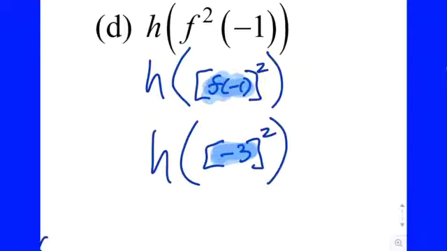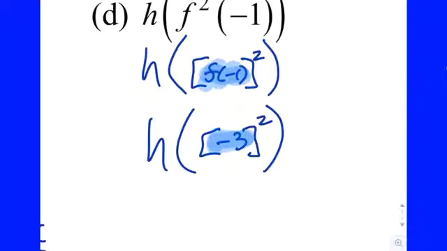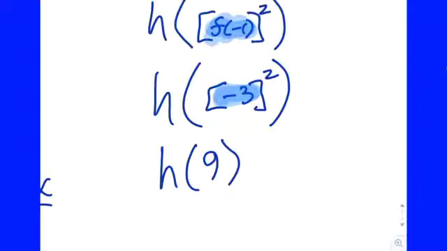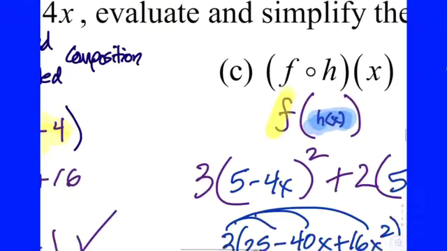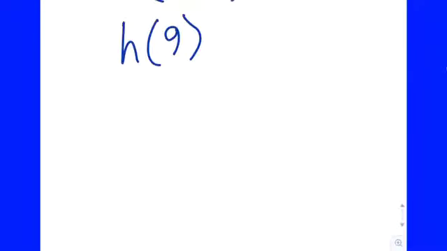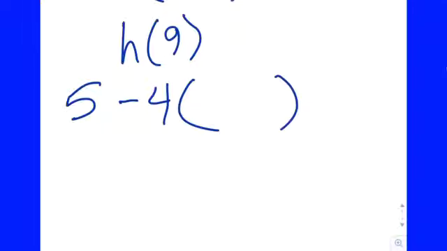Bench work, right? Now we do negative 3 squared. Brackets here act just like parentheses at this point. So what is negative 3 squared? Positive 9, all right? And so really what this problem comes down to is, what is h of 9? Well, h is 5 minus 4 input. So this is going to be 5 minus 4 parentheses, and in those parentheses we're going to be plugging the 9.